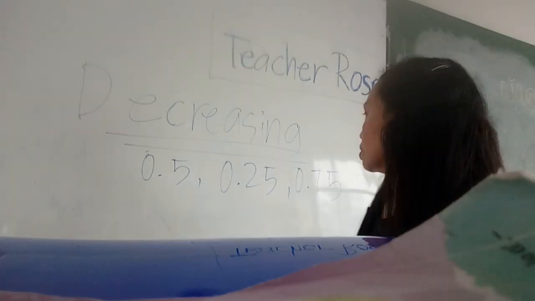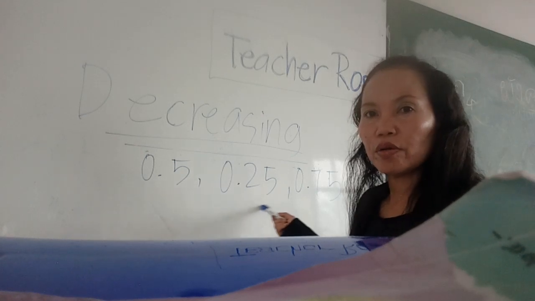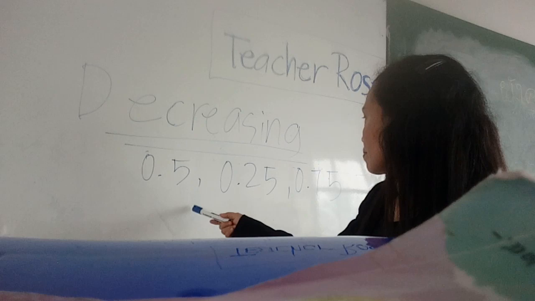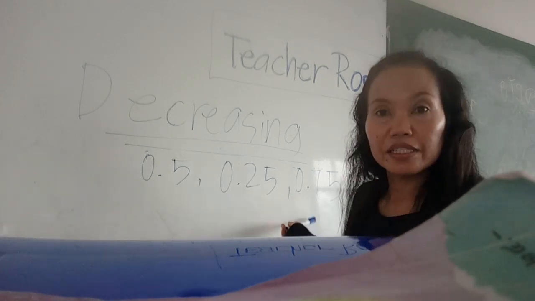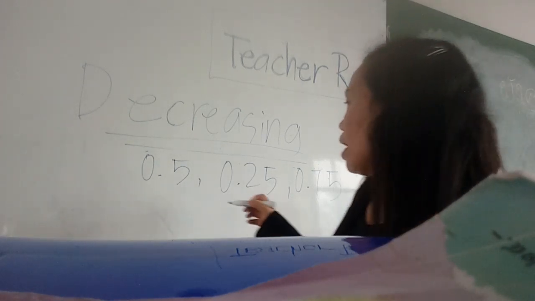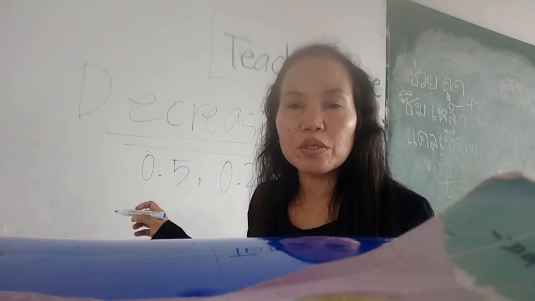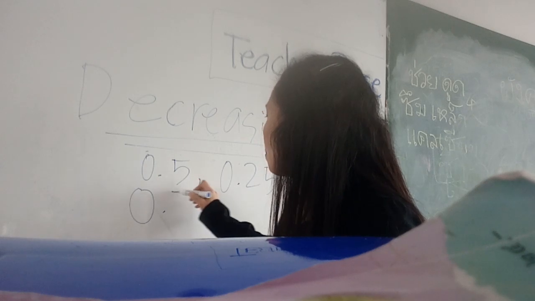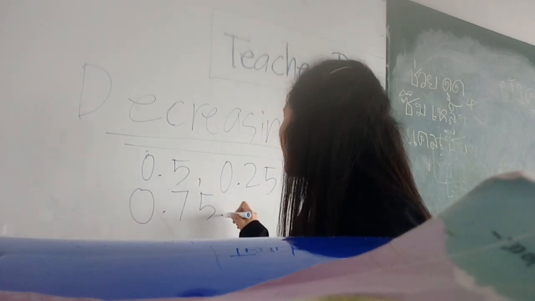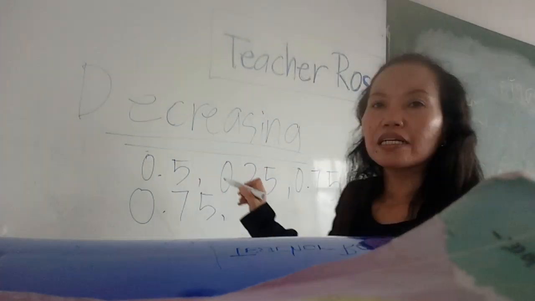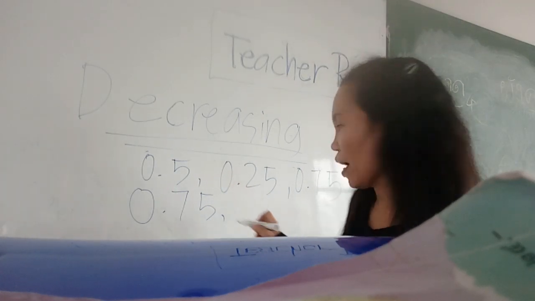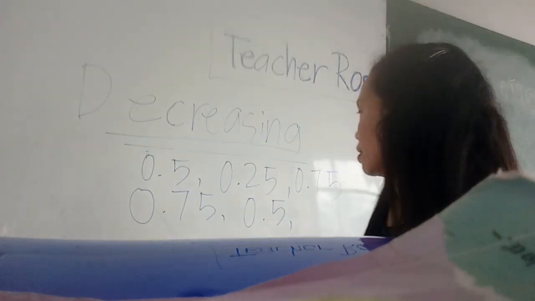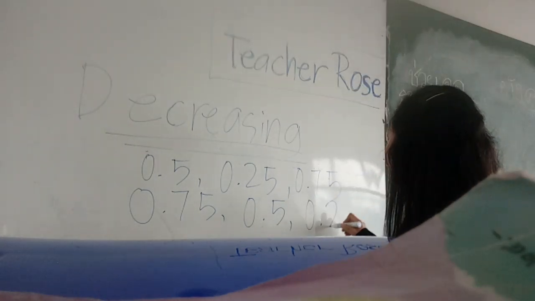Very good. So, out of these numbers, which is the biggest? It is 0.75. Good job. So, we are going to write 0.75 first. Okay? 0.75. Next is 0.5. Okay, and the last one is 0.25.